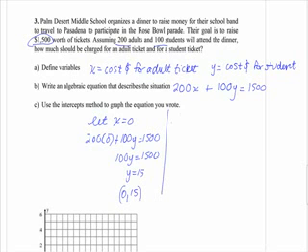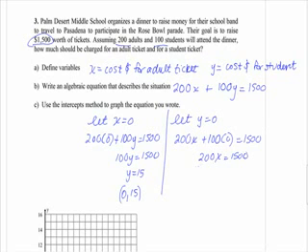And move on. Let y equal 0. 100 times 0 goes away. We're left with 200x equals 1,500. Divide out the 200. 15 over 2 is 7.5. And write that as a coordinate.